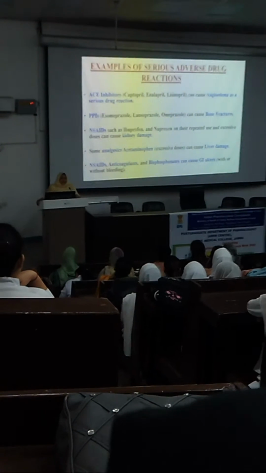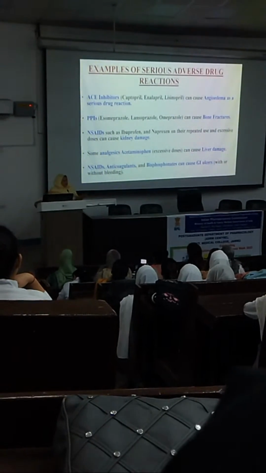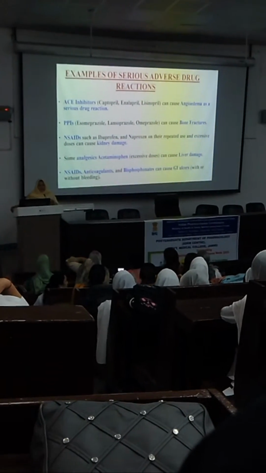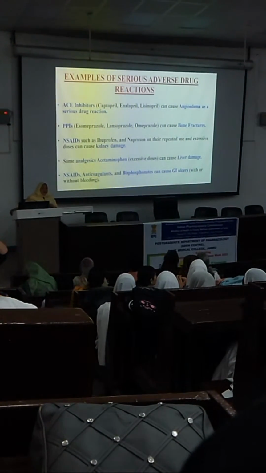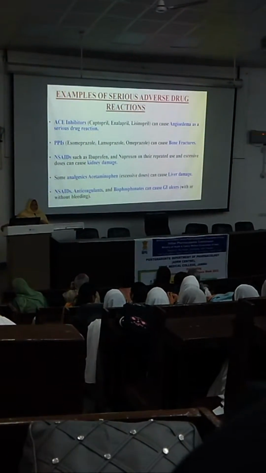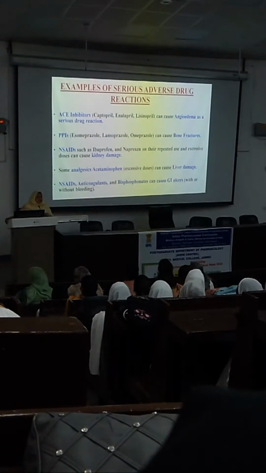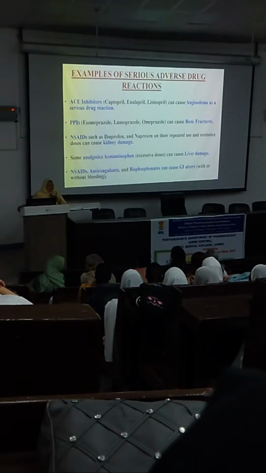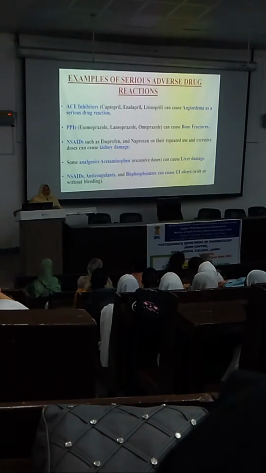Then these are the examples of some serious adverse drug reactions. For example, ACE inhibitors. Have you heard about ACE inhibitors? ACE inhibitors जो drugs होती हैं like captopril, enalapril, lisinopril, कौन सी drugs हैं? Any idea? These are the anti-hypertensive drugs. Blood pressure को treat करने के लिए हम देते हैं. Sometimes these drugs can cause angioedema as a serious drug reaction. Angioedema क्या होता है? Edema of the upper respiratory passage. Larynx का edema, laryngeal edema होता है. तो patient can die of cardiorespiratory collapse.